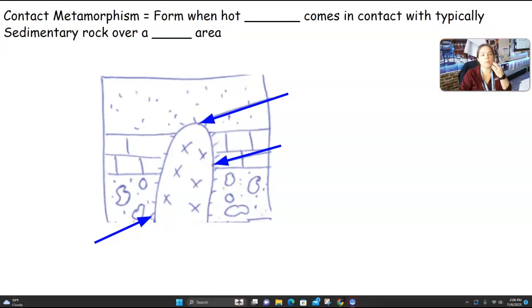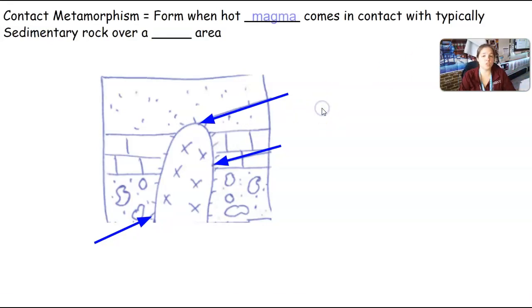The second type you have is contact metamorphism. This forms when that hot igneous rock, magma, comes up and touches, typically, sedimentary rock over a small area. So you'll see my nice little prickly cactus when we look at these, and where you have the prickles, that is the spot that has been metamorphized.